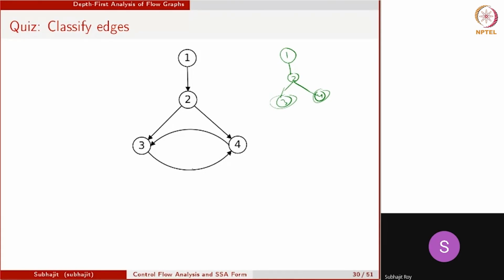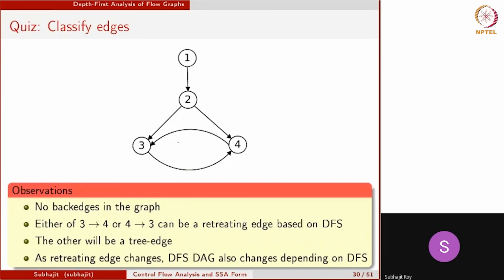But we already saw when we were analyzing it that either of these two edges can become a retreating edge, depending on which DFS traversal you take. So this is a case where there is a retreating edge, but there is no back edge. And the retreating edge can swap between different types of edge, depending on the DFS tree that you get. Either 3 to 4 or 4 to 3 can become a retreating edge. The other edge will become a tree edge. And as the retreating edge changes, the DFS DAG also changes. So the DFS DAG is also not unique. Excellent, I think that's very good.